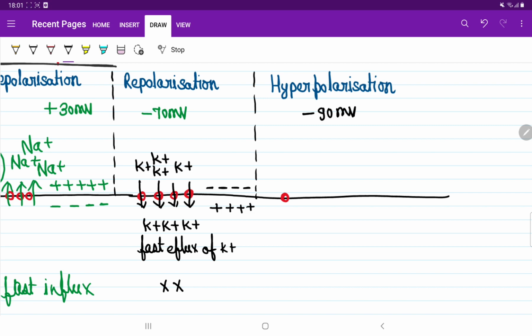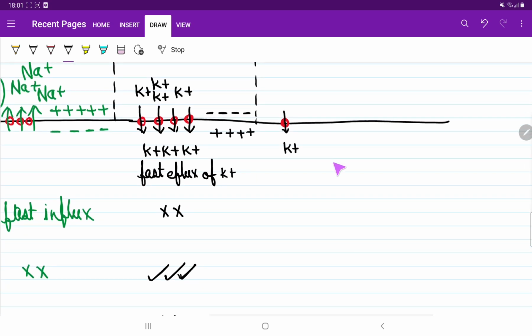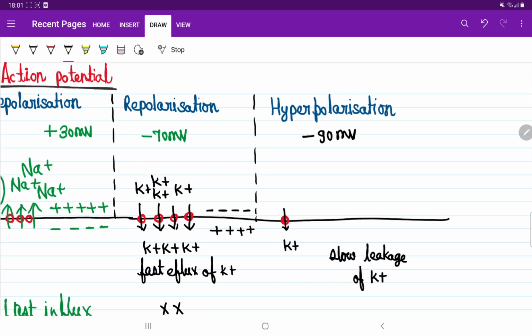And why does this happen, even after reaching the state of repolarization, at the charge of minus 70 millivolt? A slow leakage of potassium ion continued. And this slow leakage of potassium ion, students, through the leaky channels or lazy channels, causes the charge to decline to minus 90 millivolt, and this state is called hyperpolarization.